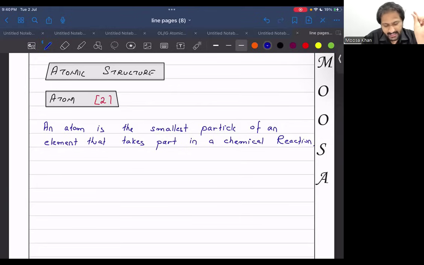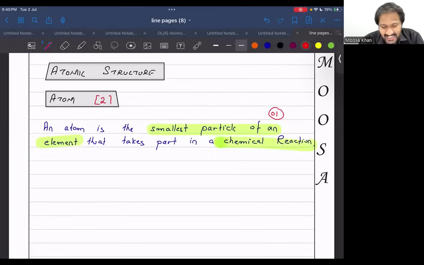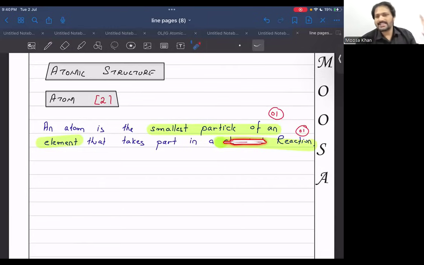Similarly, in this very definition, an atom is the smallest particle of an element. So the phrase smallest particle of an element is the keyword. Okay, you must write this. It is the smallest particle that takes part in a chemical reaction. If you have written smallest particle of an element, you will earn 1 mark. And when you have written that takes part in a chemical reaction, you will earn another mark. In case you write atom is the smallest particle of an element that takes part in a reaction, then this is not a complete sentence.